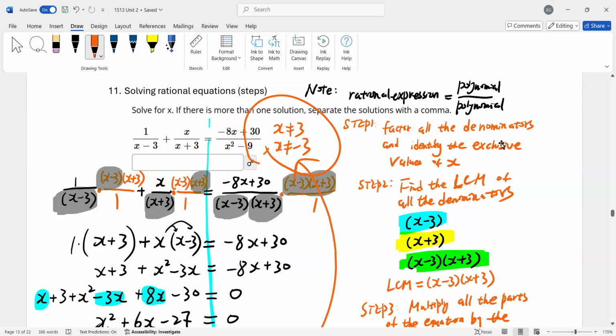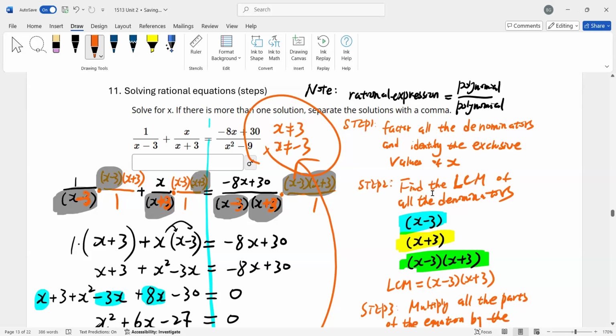How do you know? Because this is a -3, so its opposite would make the denominator 0. Here's a +3, so its opposite will make the denominator 0. And this is -3, +3. So they are opposites. x cannot be their opposites. So find the excluded values for x.